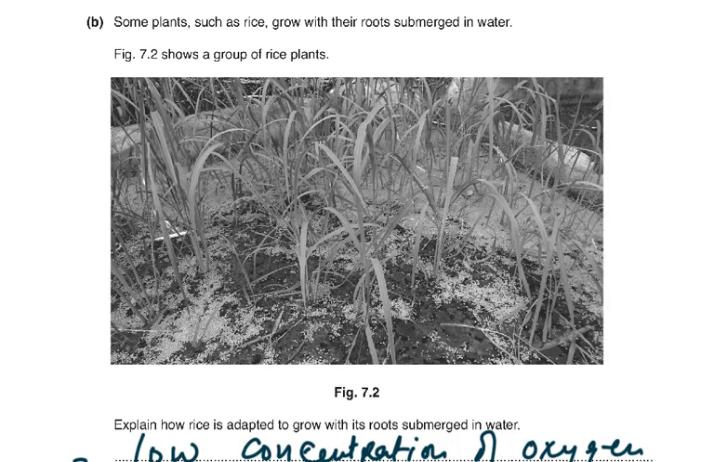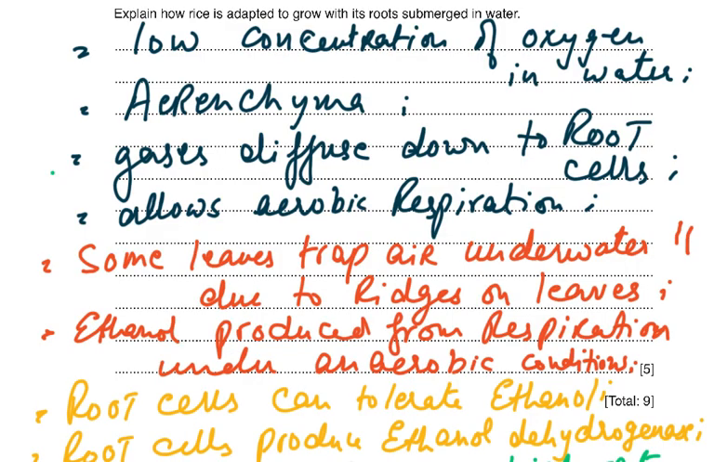Come to the B part of the question, and the B part of the question says some plants such as rice grow with their roots submerged in water. Figure 7.2 shows a group of rice plants. Explain how rice is adapted to grow with its roots submerged in water. It was a very direct question, and if you knew it, well, you knew it. Otherwise, you just could be making this all up.